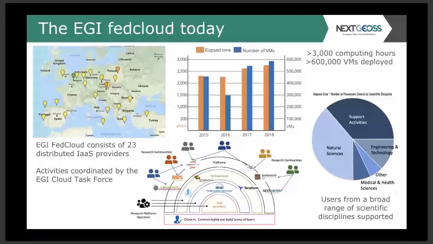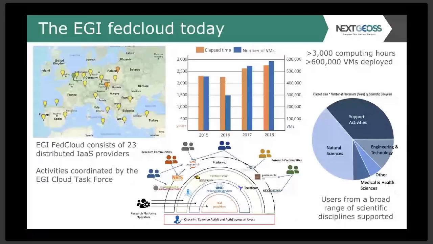And over the years, we provide on average about 2,500 compute hours that are consumed every year, and almost 600,000 virtual machines were deployed by users or for users from a broad range of scientific disciplines, with a large portion of the users coming from natural sciences, including NextGEOSS.